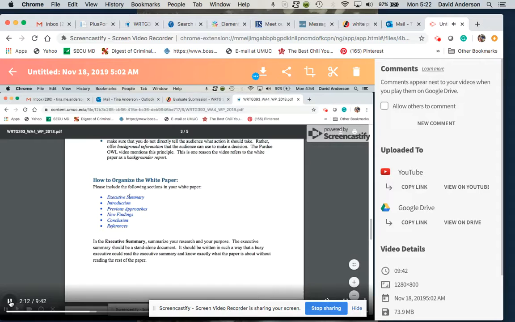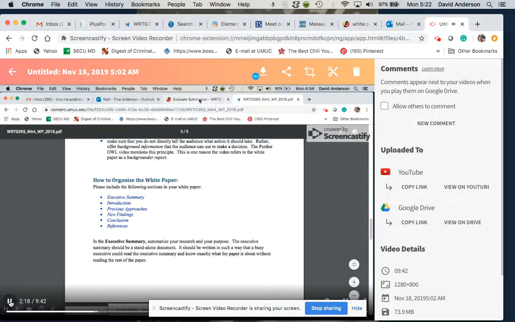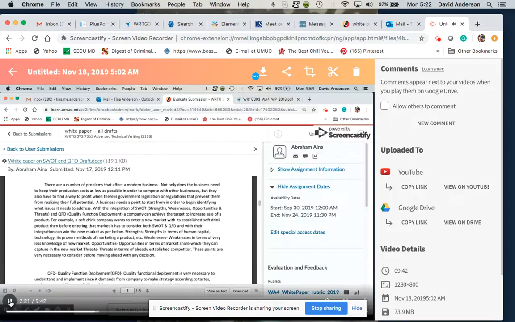It is written in a way that a very busy executive, as it says right here, could read the summary and know exactly what the paper is about without reading the rest of the paper. So I like to think of, if you've ever read a novel, you open up the inside cover and it gives you like a little bit of a synopsis of what the story is about. That's what an executive summary is. Of course, it's more formal. Of course, it's more formulaic in terms of it has components to it. But the executive summary really needs to lay out what the paper is about, and then move forward.